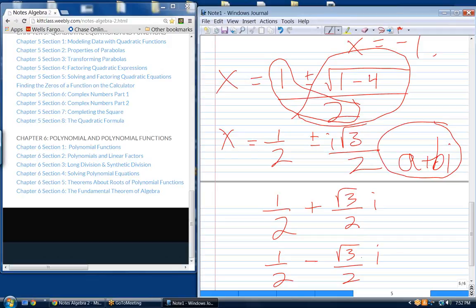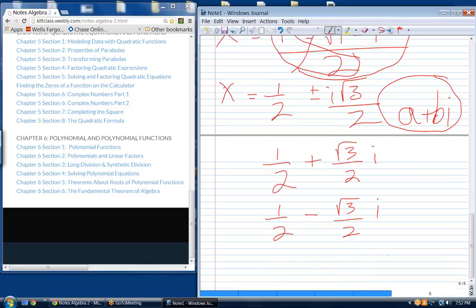Just to leave enough space that nobody's going to misinterpret it. Most of the time people aren't going to misinterpret that anyway, because how often do you get radical of i? I mean, never. So anybody reading that is not going to put that i under the radical sign.